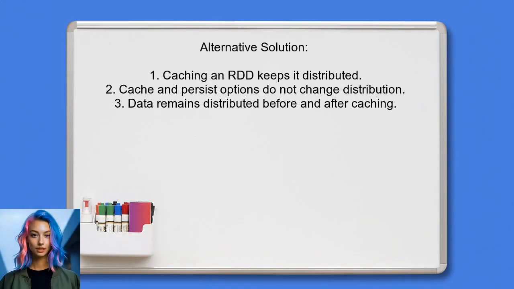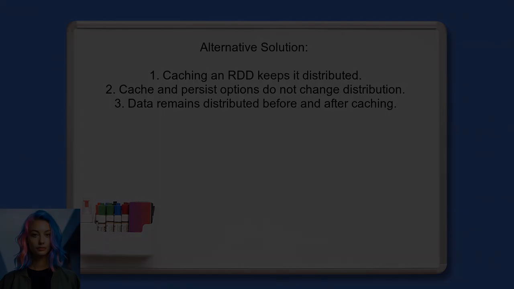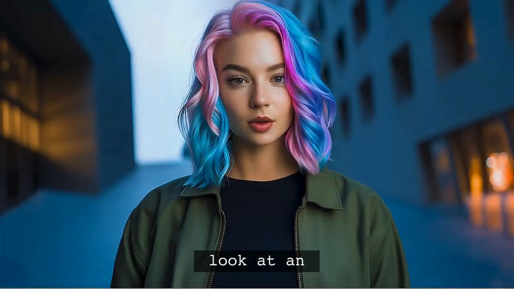This user clarifies that when you cache an RDD in Spark, it remains distributed across the cluster. The cache or persist options do not alter the distribution of the RDD, so the data stays distributed both before and after caching. Let's take a look at an answer from another user.